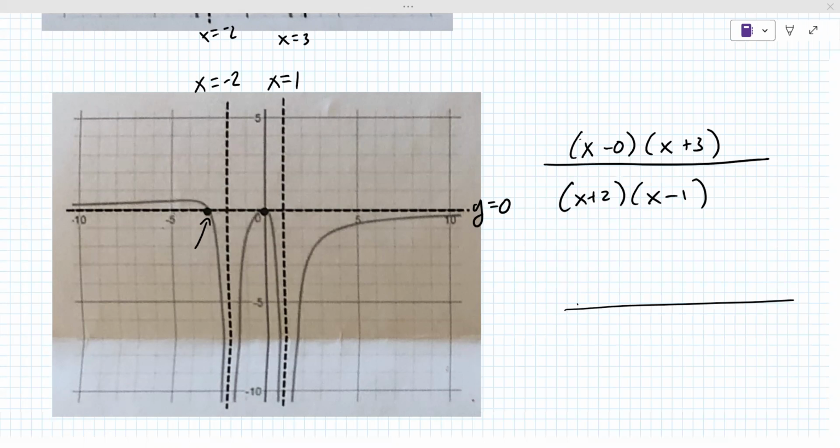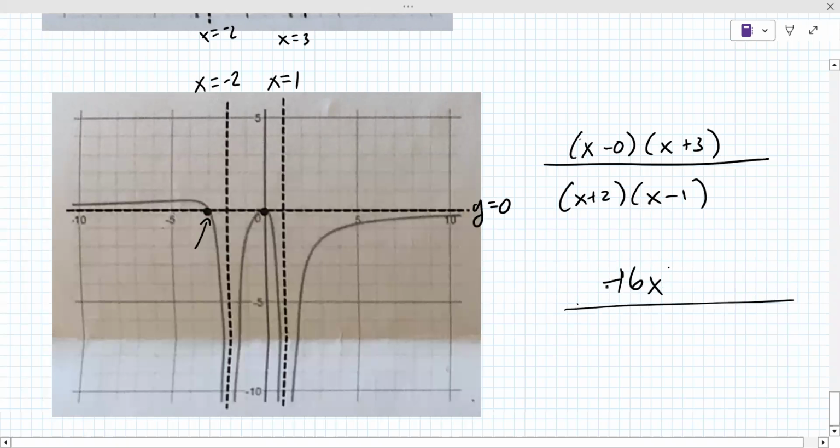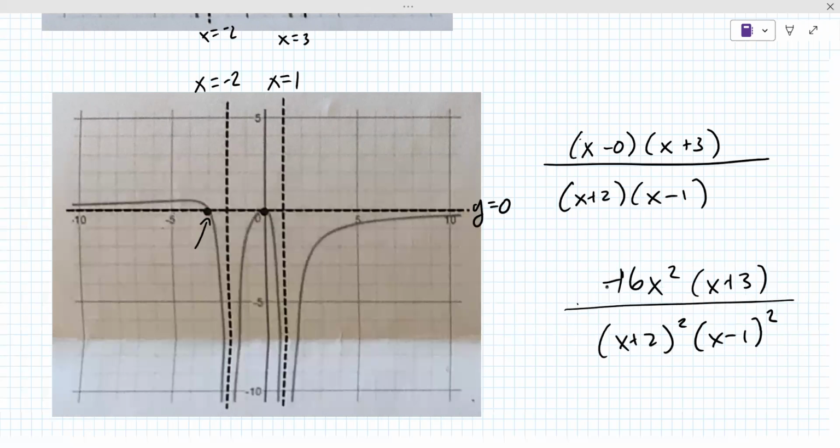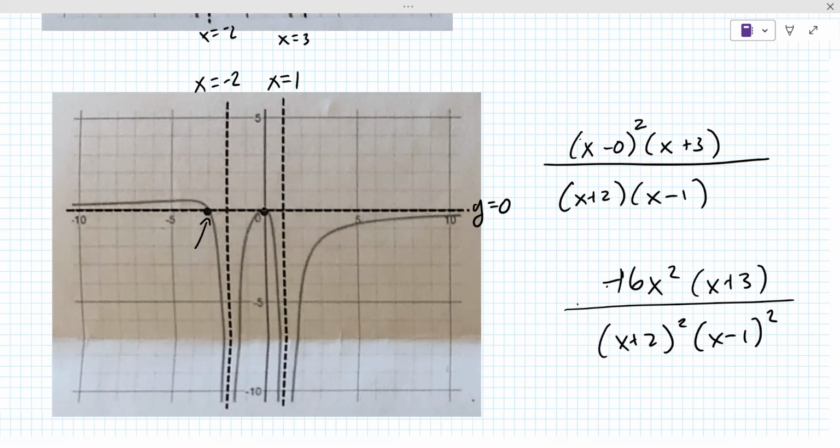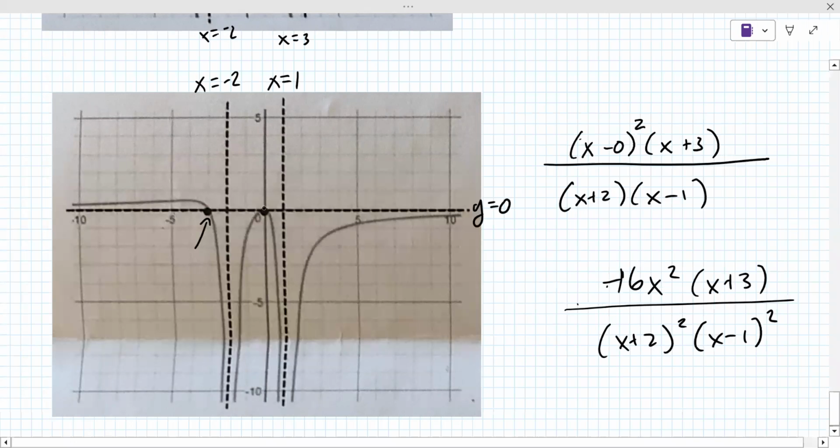For that one, he put negative 16x squared, x plus 3, 5, x plus 2 squared, x minus 1 squared. Okay, yeah, and that is actually the direction I was going here on this. So because this one touches, the one we have has to be a square. Okay, that's for sure. And the issue is now the fact that it's top heavy.